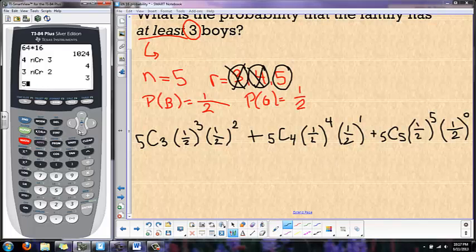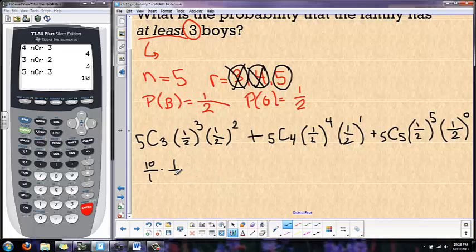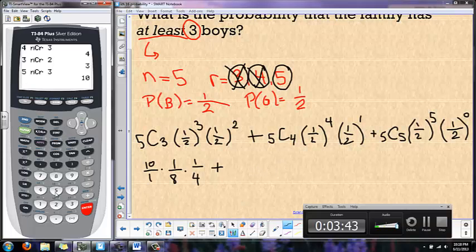So 5 choose 3. That is 10, and I'm going to write it as a fraction. Multiplied by 1 cubed is just a 1, 2 cubed is 8, times 1 squared is 1, 2 squared is 4. And then I'm going to keep on going and simplifying the rest of those. 5 choose 4. 5 choose 4 is 5. 1 raised to the 4th power is 1.